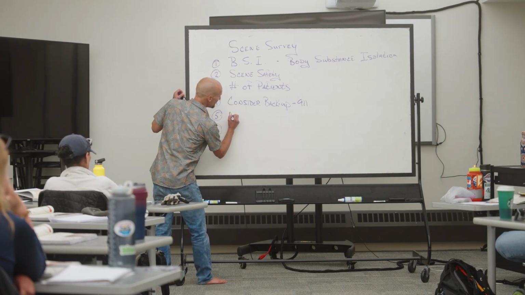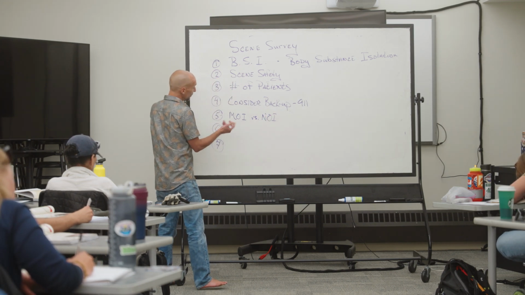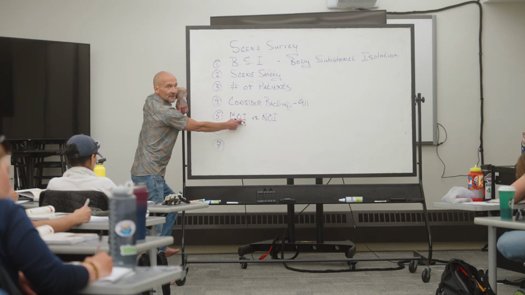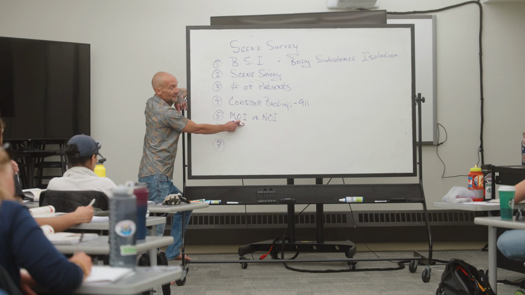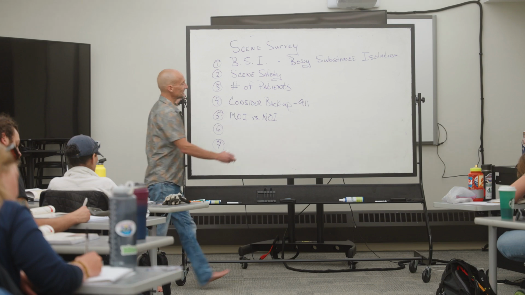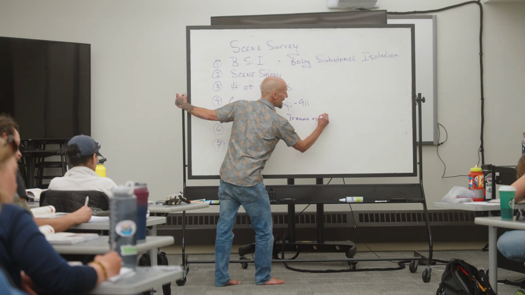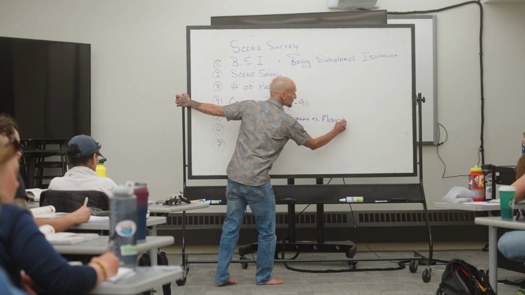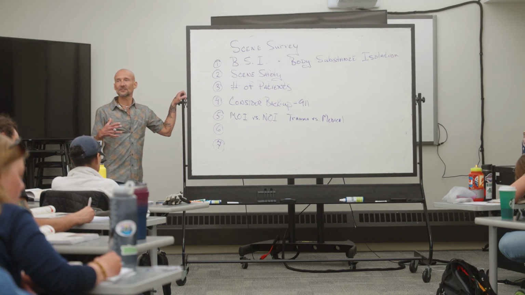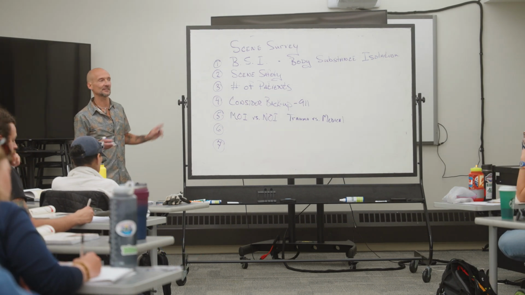Number 5 is MOI versus NOI. What is this? So mechanism of injury is MOI. Nature of illness is NOI. So what is this? This is trauma versus medical. Okay, trauma versus medical. And ultimately what we're trying to ask ourselves is what type of treatment protocol are we going to provide the individual based off of what we believe the size up to be.